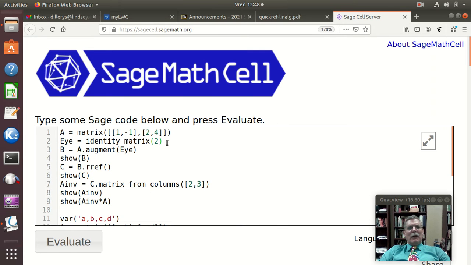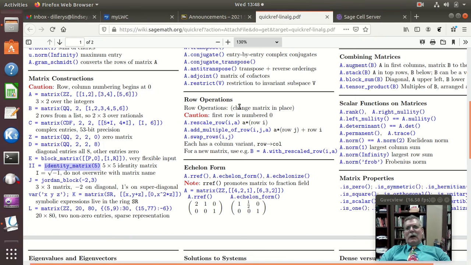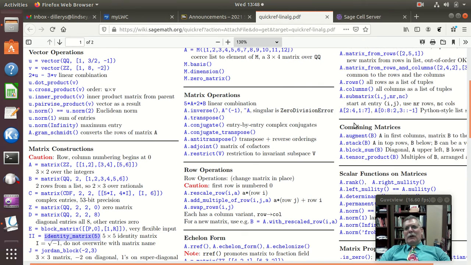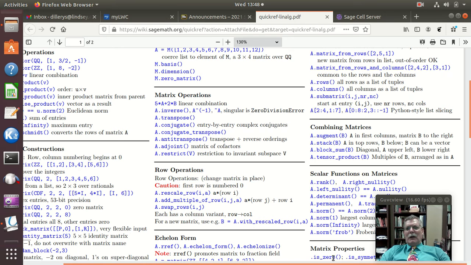So I made an identity matrix that was 2x2, and then I wanted to make that augmented matrix or the partition matrix. And how did I do that? Well, I said A.augment with I, and what's that do? Well, how did I know what to do? I went here, I found this thing, combining matrices, and it says augment, and it says A.augment(B) is A in the first columns, B matrix to the right. Okay, that's what I wanted to do. I wanted A and then the identity next to it.